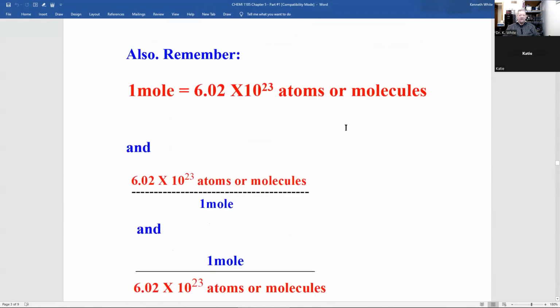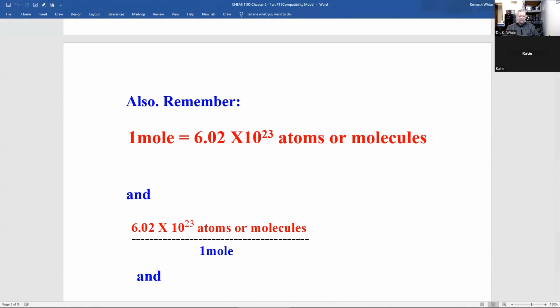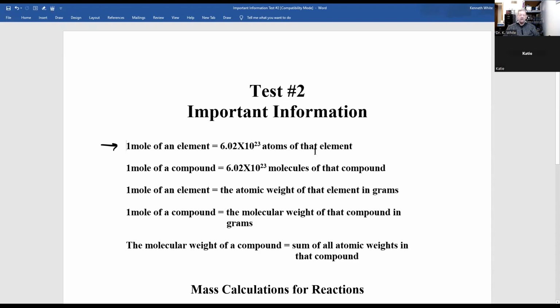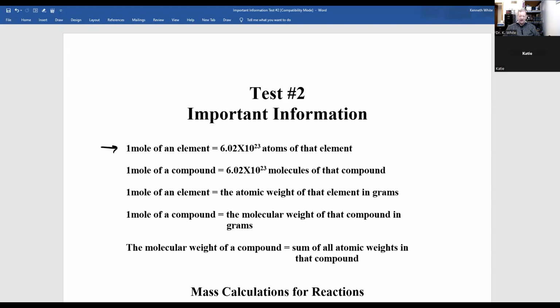Now I have on this slide, remember a mole. A mole is the chemist's counting unit. And we look at test number 2, important information. You should know how to use that 1 mole of an element equals Avogadro's number. You should know 6.02 times 10 to the 23rd is Avogadro's number of atoms of that element. 1 mole of a compound equals 6.02 times 10 to the 23rd molecules of that compound. And the other stuff we'll talk about either today or tomorrow, but let's do some practice with these 2 concepts and your good friend, unit analysis.